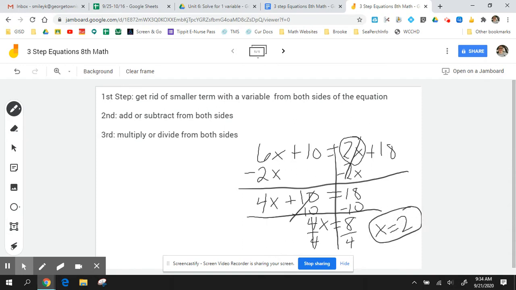All right, so we're going to do another one like this. Notice how we moved our smaller term first, the 2x, to the other side, and it became a 2-step equation. So we added or subtracted it. That was step 2. And then we multiply or divide for step 3.